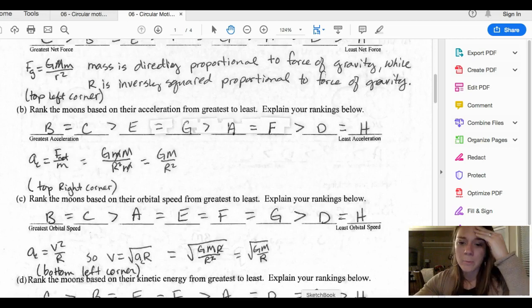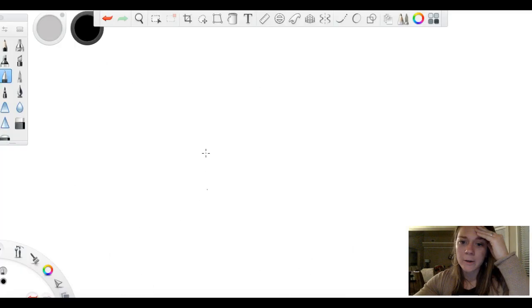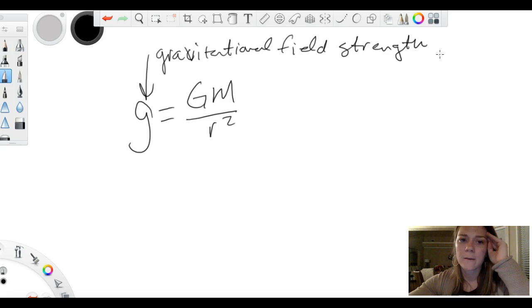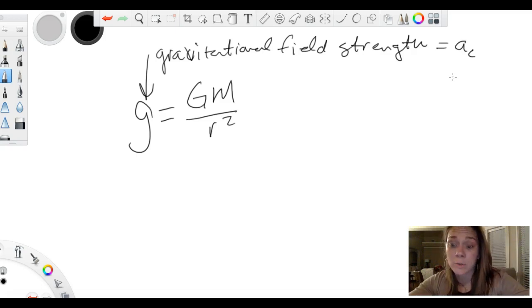Gravitational force. Remember earlier we said that g is equal to big G M over r squared. This is the gravitational field strength, but it is also the centripetal acceleration in this case. That g is the centripetal acceleration.